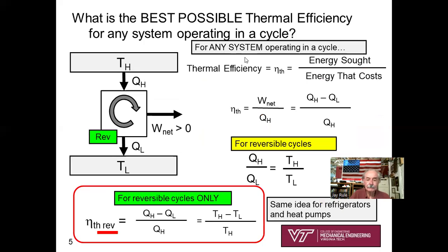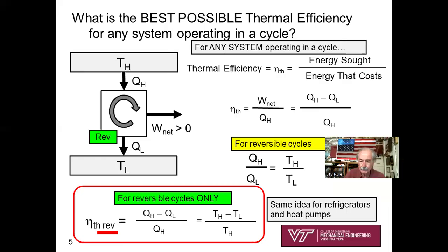Okay, so now the question is, what is the best possible thermal efficiency for any system operating in a cycle? And this is going to be a very powerful tool for you. I'm going to move my picture. Okay, here's my schematic. I've labeled my cycle as reversible just to try to drive this home. Okay, I'm going to repeat what we already know.